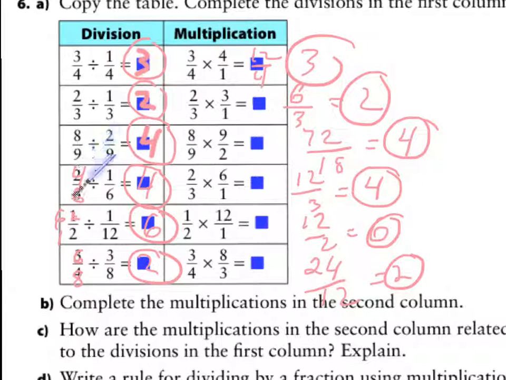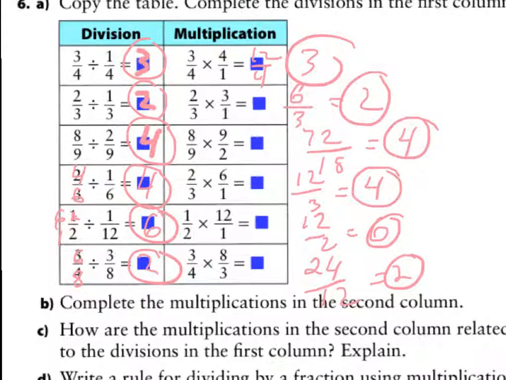Dividing by 2 over 9 is the same as multiplying by 9 over 2. Dividing by 1/6 is the same as multiplying by 6. Dividing by 1/12 is the same as multiplying by 12. And dividing by 3 over 8 is the same as multiplying by 8 over 3. They will give you the same result.